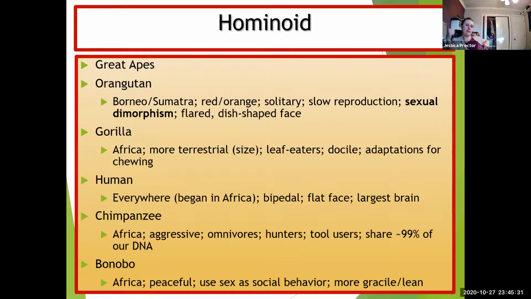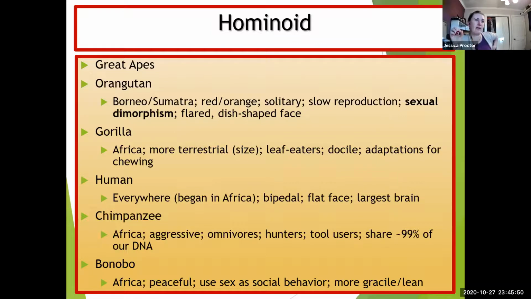All right, so the great apes include orangutans, gorillas, humans, chimpanzees, and bonobos. So orangutans are found exclusively in Borneo and Sumatra. They have a red-orange coloration. They are the only primate species that tends to live in solitary groups.